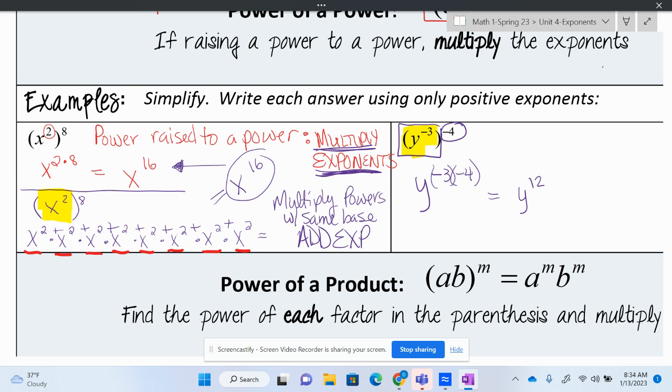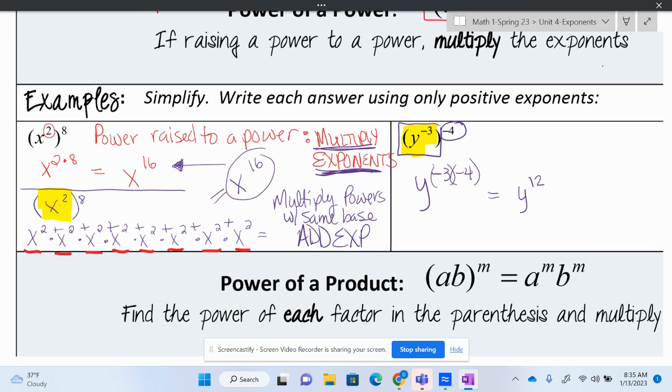Does anyone want me to expand that to show you why that works like that? So you're good with the whole multiplying them? Okay.